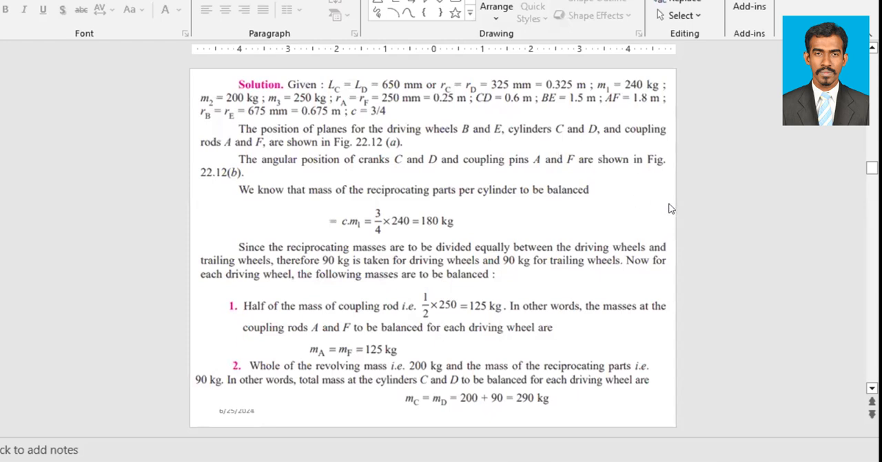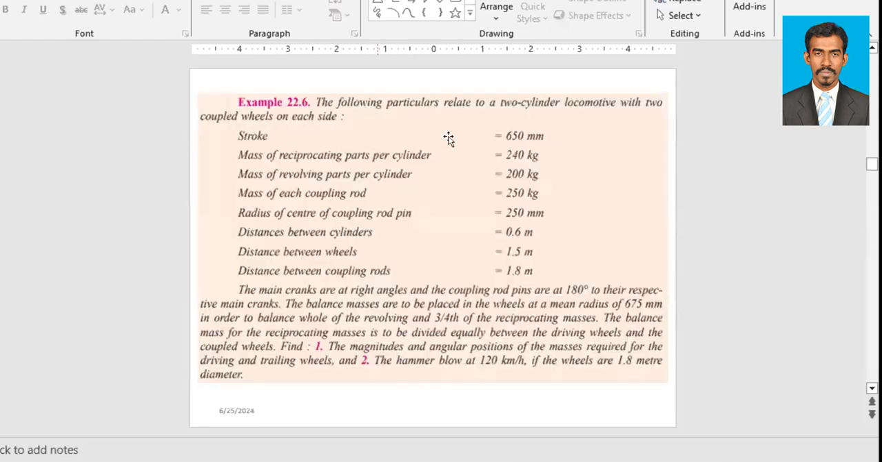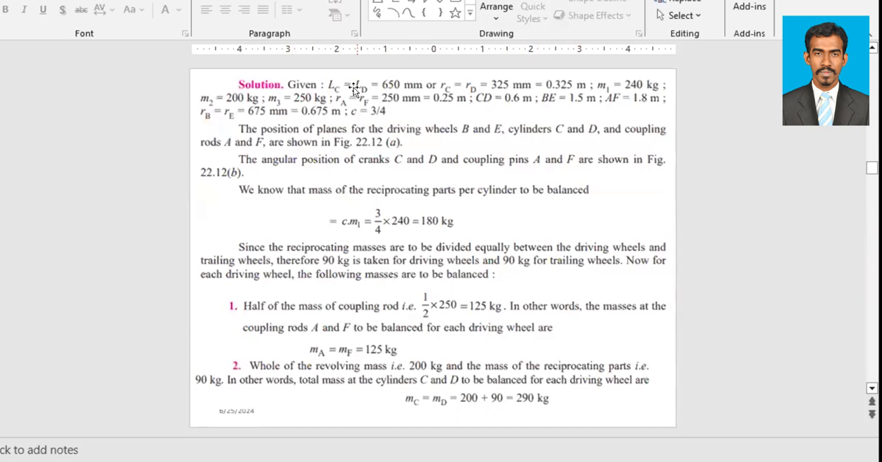Right, so if you have noted this data, we'll see how to solve it. Given LC is equal to LD is equal to 650 millimeter. That is, stroke length is equal to 650 millimeter. Since we have two cylinders, each of it is 650 millimeter. They are considered as C and D. They are the cylinders. Since the stroke length is 650, we know the crank radius is half of that, that is 325 millimeter.